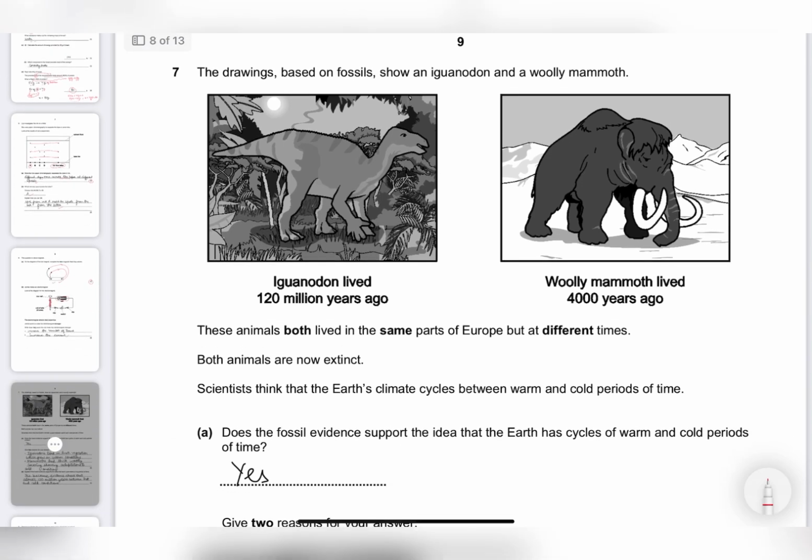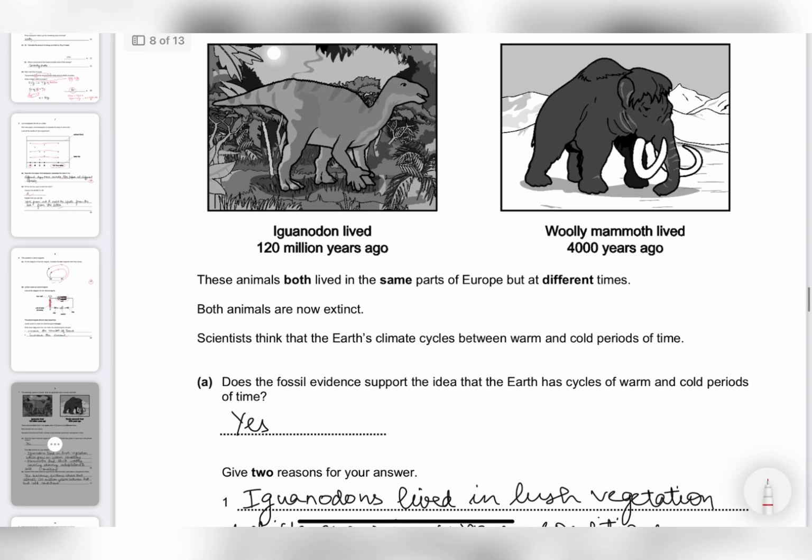The drawing based on fossils shows two woolly mammoths and one more. These animals both lived in the same parts of Europe but at different times. The parts are the same. As we can see over here, it was hot. Yes or no? This must be an interglacial period and this must be a glacial period. Now, does the fossil evidence of these two support the idea that Earth has cycles of warm and cold periods?